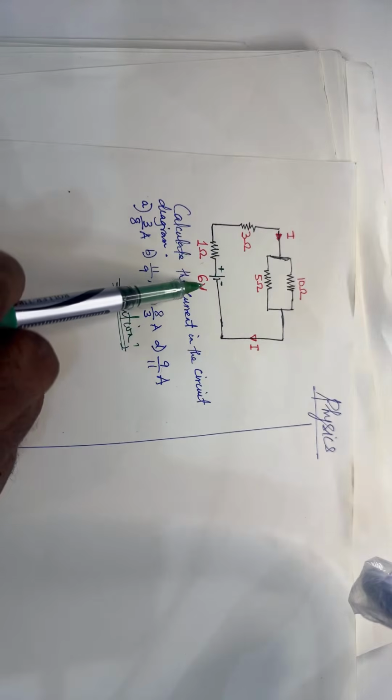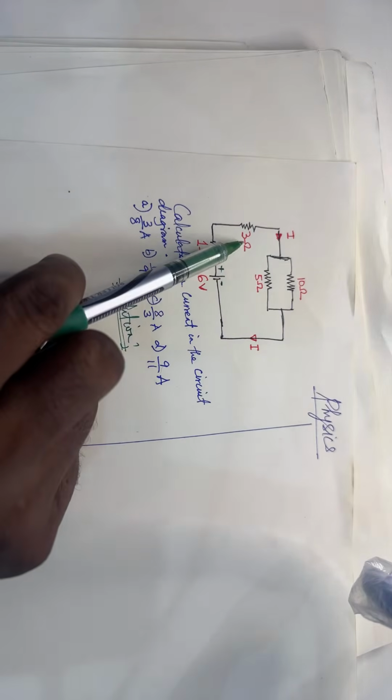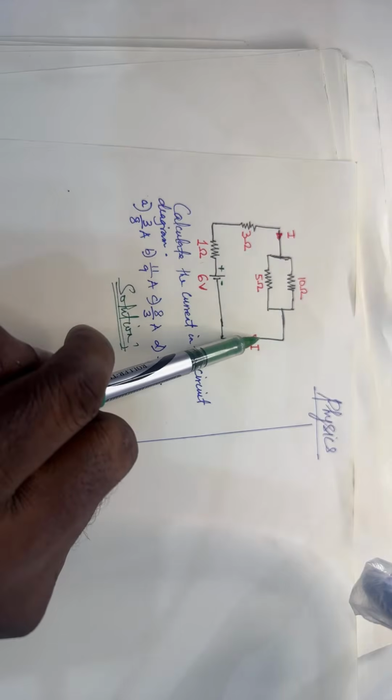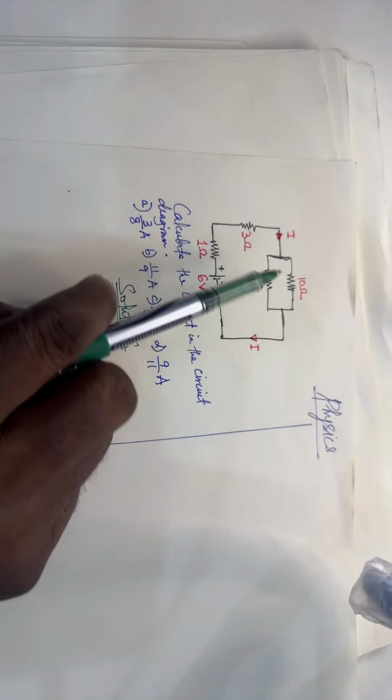So the task is to find this particular current, because we know the resistors, we know the voltage supplying the current, but we don't know this particular current flowing through here. So what will be the value of the current that you want to find?